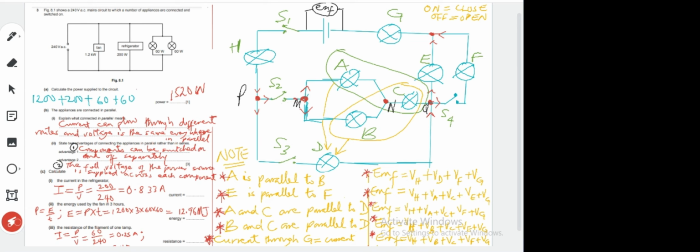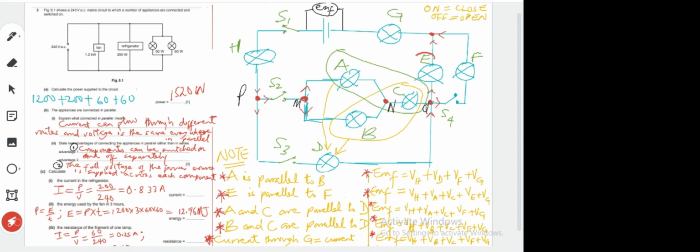In fact, between two junctions, this is another way you can understand it. Between two junctions, if the same amount of current that came in is what is leaving, the different routes they pass through are in parallel. In any two junctions, M and N, if the amount of current coming in is the same amount of current leaving at the other junction, the different routes the current passes through are in parallel.